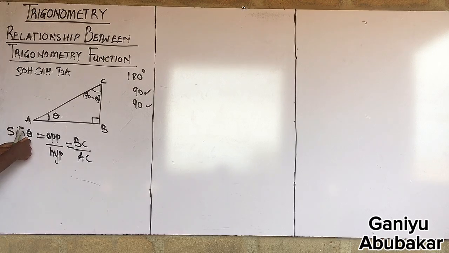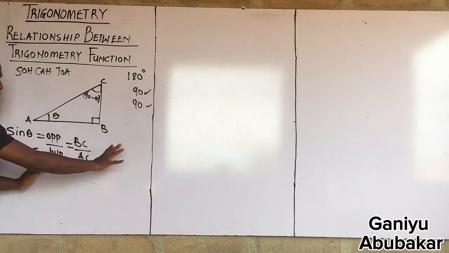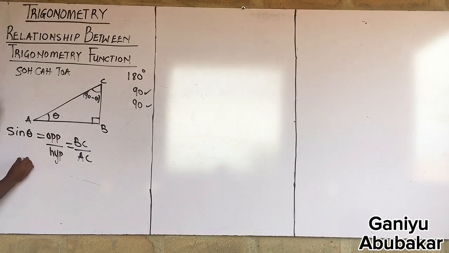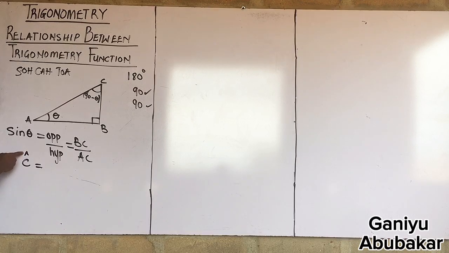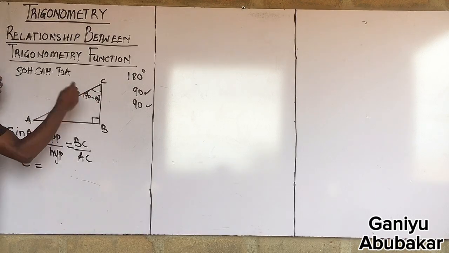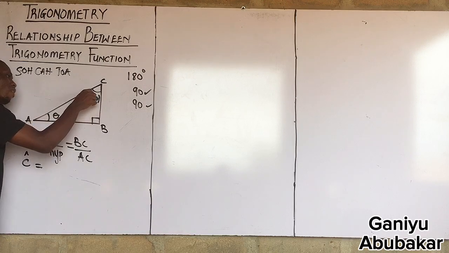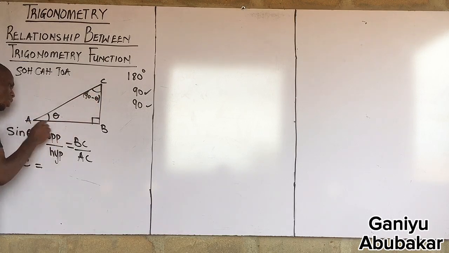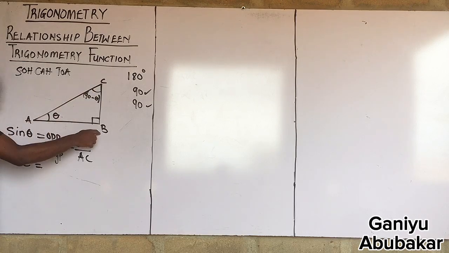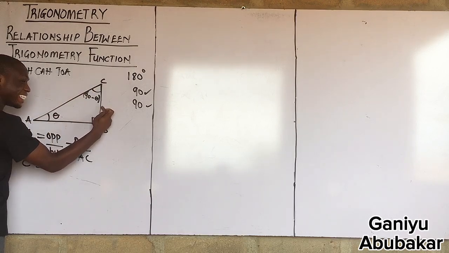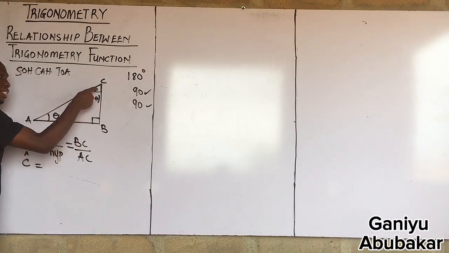Sine theta, I'm considering theta here. So now, after getting this expression, considering angle C, please. This symbol is for expressing angle. So angle C. If I consider this angle C here, it means that this one here is my opposite. Don't forget, please. Anywhere the angle is facing is the opposite. While this one becomes the adjacent if I'm considering angle C.